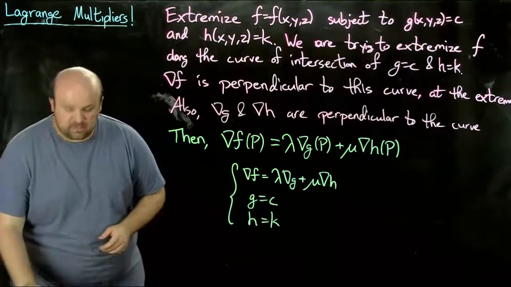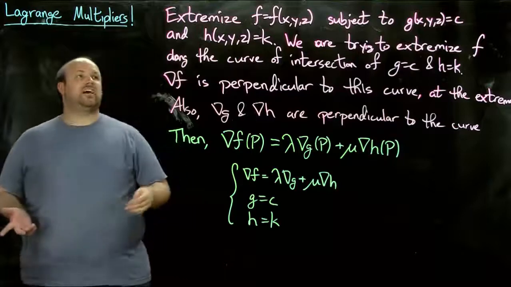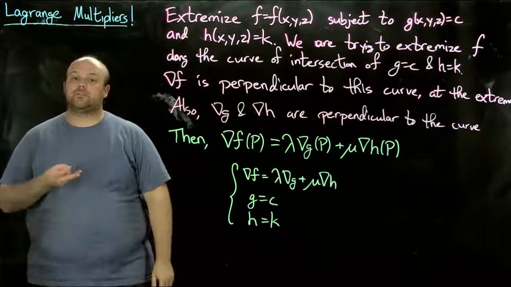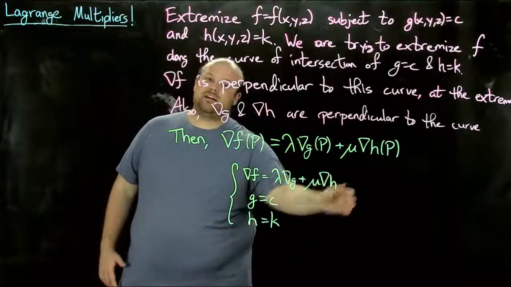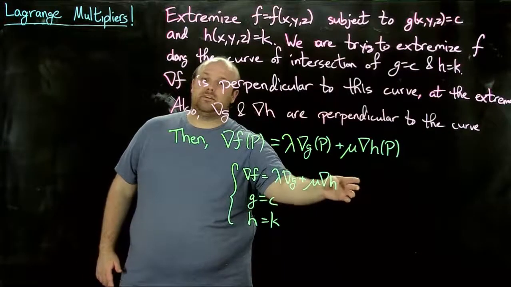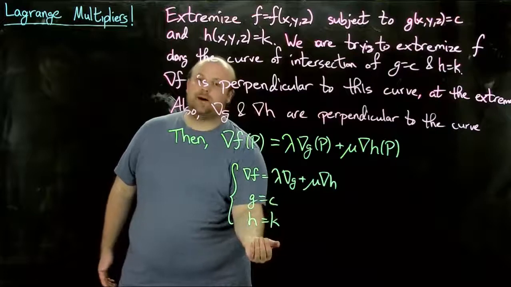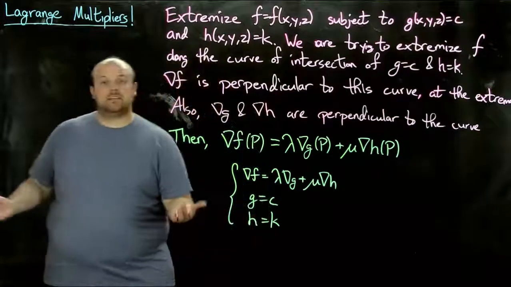Right? And I'm not going to write this down, but you can imagine if we had, say, 4 variables, we could do 3 constraints, and it would look very similar. Just add on a multiple of the gradient of the new constraint, and then put the new constraint down there. And that's all there is to it.